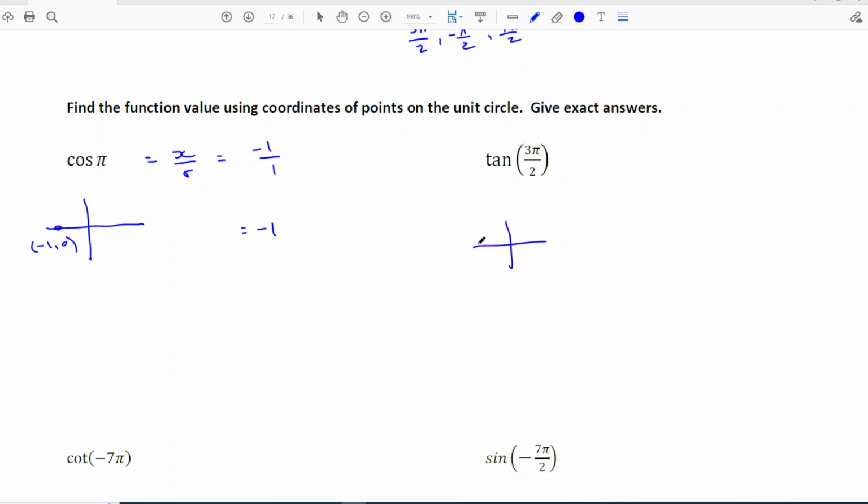If I asked you the tan of 3 pi by 2, depending on how you get there, you could go 1 pi by 2, 2 pi by 2, 3 pi by 2. On that negative y-axis, you'd have a point at 0, negative 1. Tan is y over x, which would be negative 1 over 0, which is undefined, or does not exist.